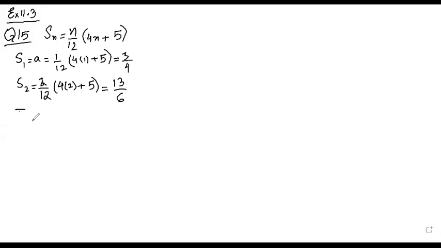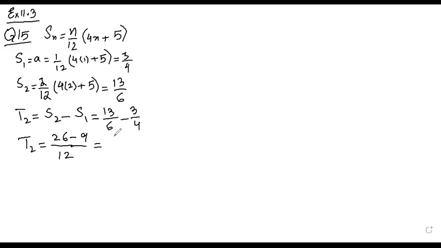So T2 will be equal to S2 minus S1, is equal to 13 upon 6 minus 3 upon 4. So T2 will be equal to, this will be what? 12, 26 minus 9, 17 upon 12. Okay, so now we can find the difference.